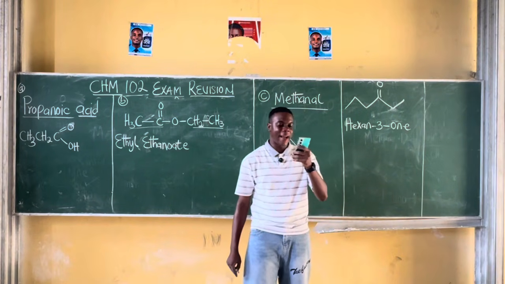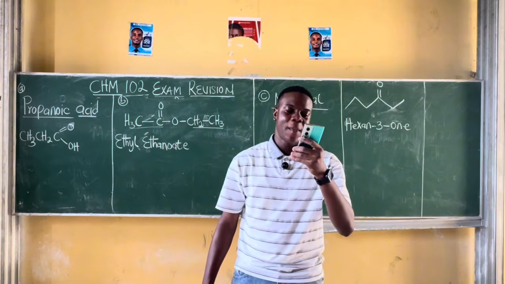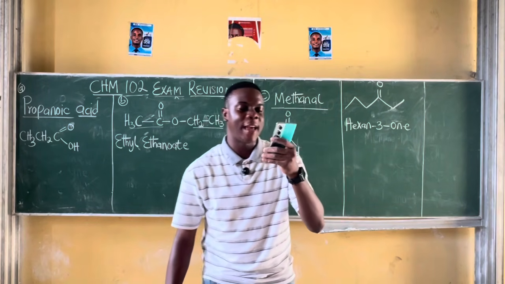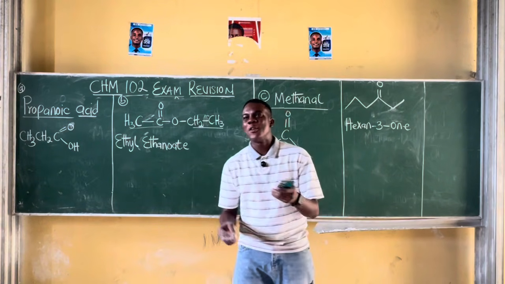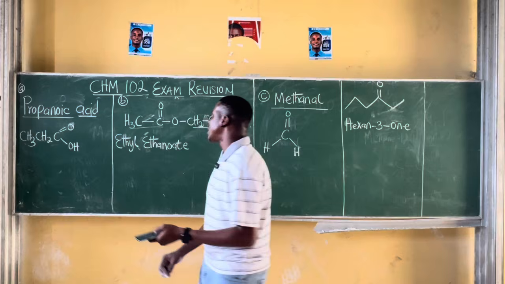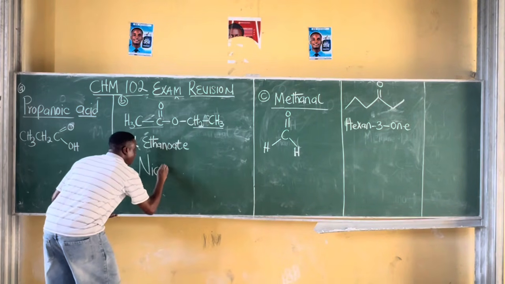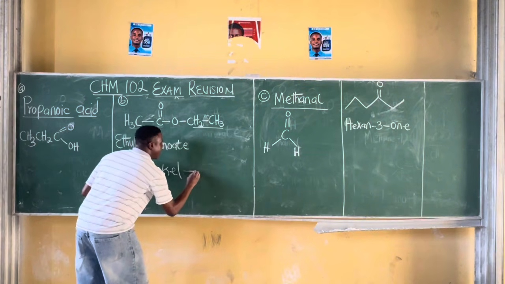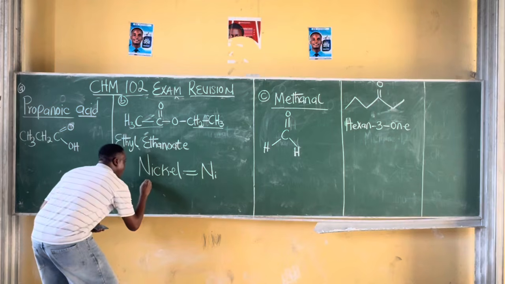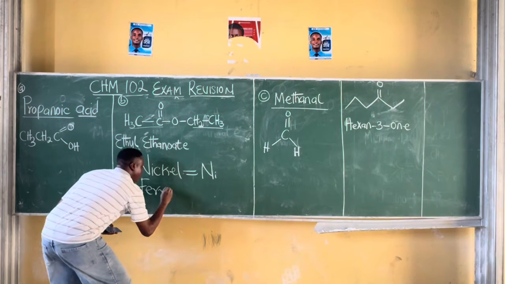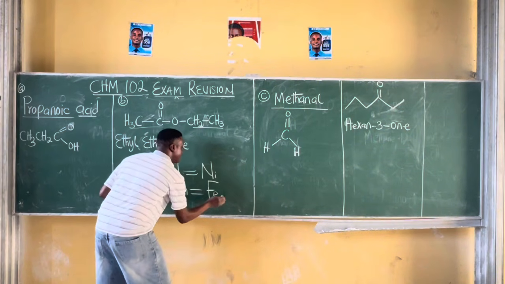Then finally, 6C. 6C says, mention the names and give symbols of any two transition metals. So that one is like, they're just giving you a bonus mark, you know. So let us give two transition metals. The first one is nickel. Nickel, the symbol is Ni. Then we have iron. Fe. Please, you can write ferrum or iron.